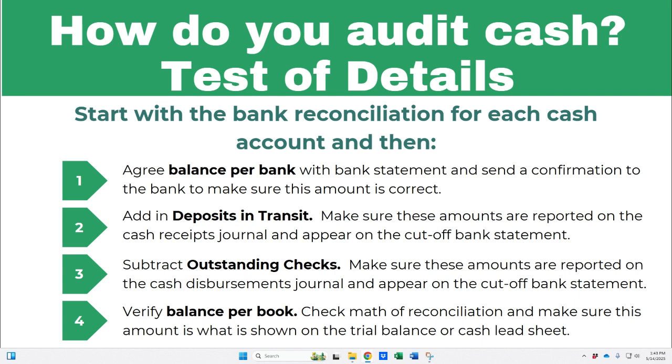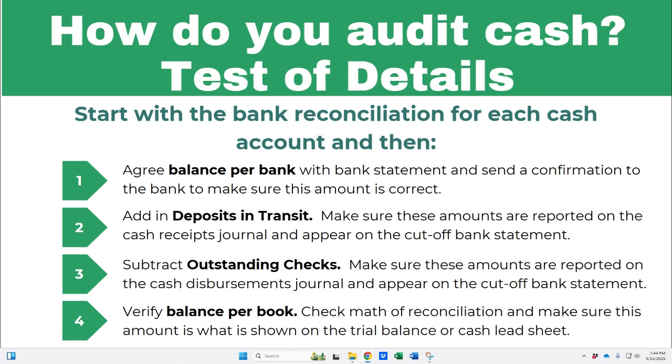So again, the bank reconciliation is prepared by our clients, and we're going to double check the information on there to make sure that the balance that they're showing for cash in that account is accurate. So we'll start with that bank reconciliation, and then we will look at that balance per bank that will be at the top of that bank reconciliation, and we can agree that amount with our confirmation. So the bank confirmation is that external piece of documentation that we're getting directly from the bank that says, yes, this is how much money they had in the bank with us.